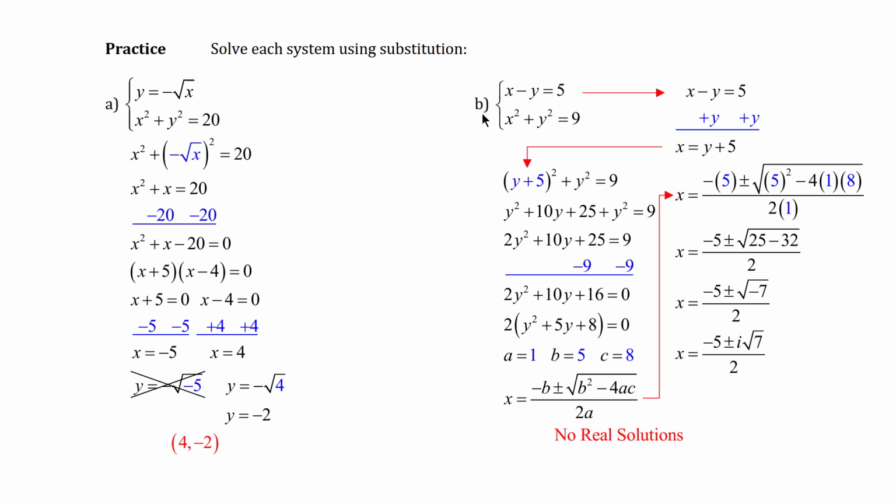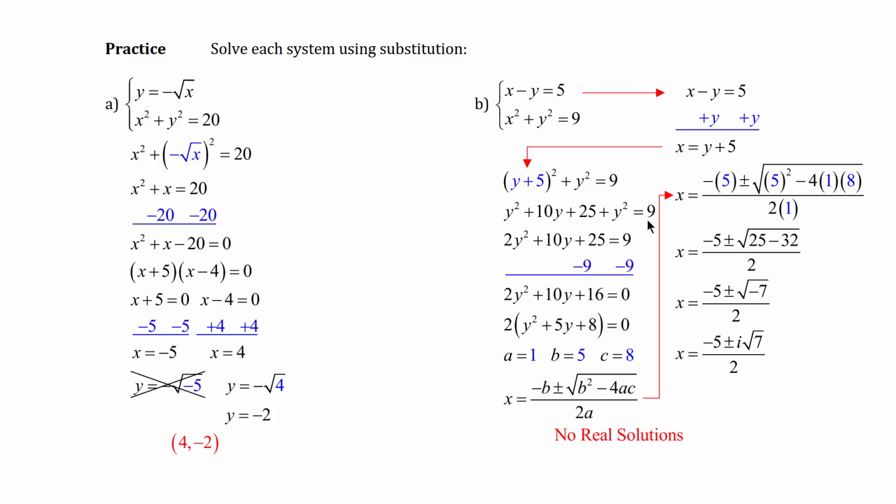Moving on to part B, I started by solving the top equation for x. We just add y to both sides. The result is x equals y plus 5. Next, we substitute this value into the bottom equation. We get (y plus 5) squared plus y squared equals 9. Next, we simplify the (y plus 5) squared. We just multiply it out as a perfect square and then bring down all the other terms. The result is y squared plus 10y plus 25 plus y squared equals 9.